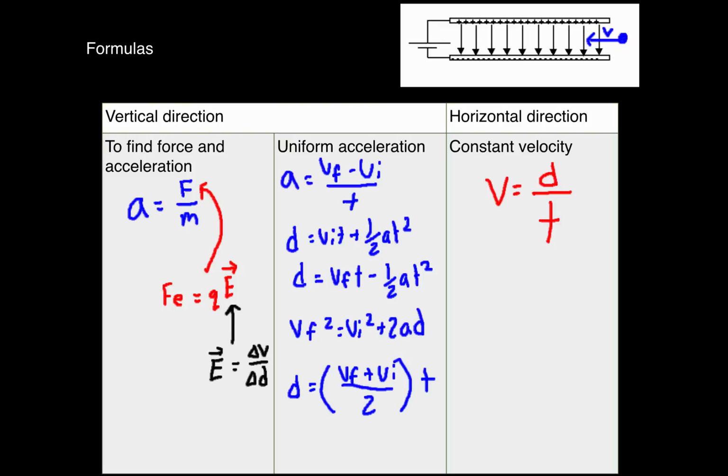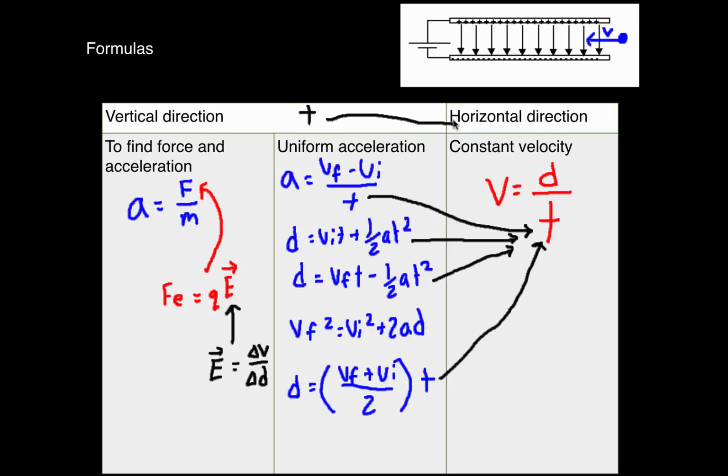Now, because this is the same particle, just divided into its 2 directions, the time it takes to travel is the same no matter which direction you're looking at. This means that the time in the horizontal direction and in the vertical direction is the same time and can be used interchangeably between the 2 directions. In other words, if you find the time in the vertical direction, you can take it to the horizontal direction and vice versa.